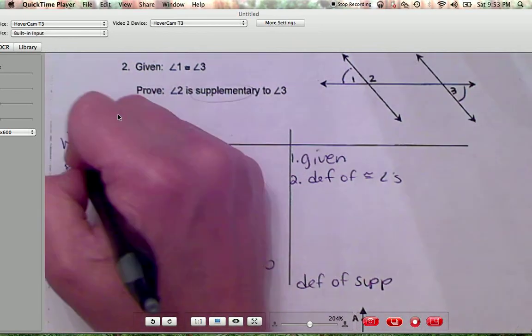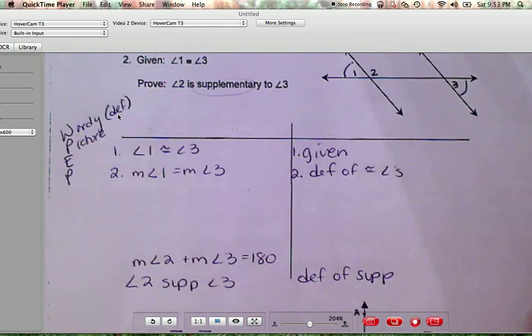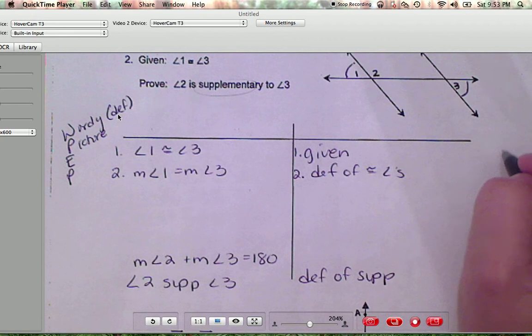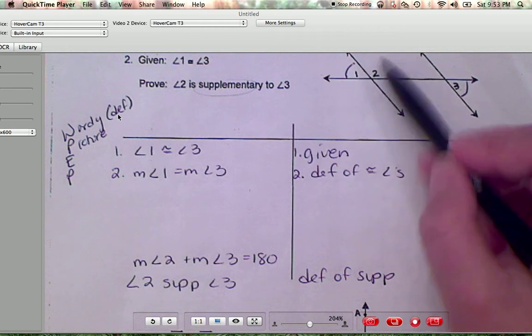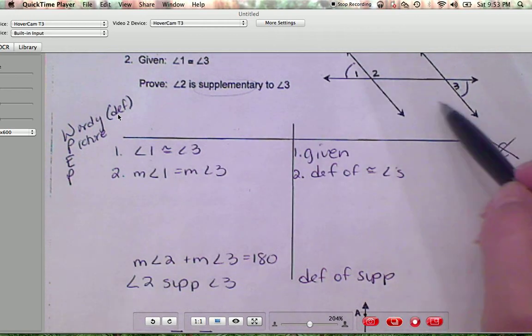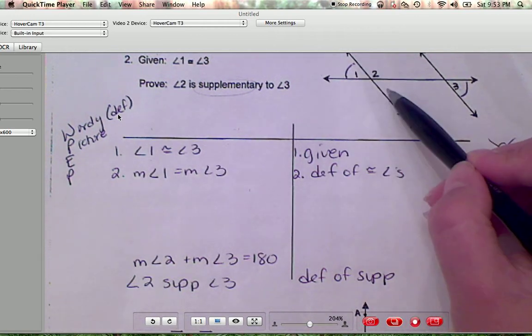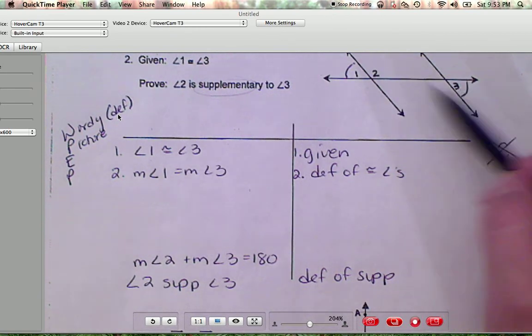Next thing you want to do is go to the picture. Now there are options here. Vertical angles. There are in fact some vertical angles in this diagram, but because of the angles that I have labeled for you, you couldn't say 1 and this guy that's not labeled are vertical. So we're not going to use any vertical here.